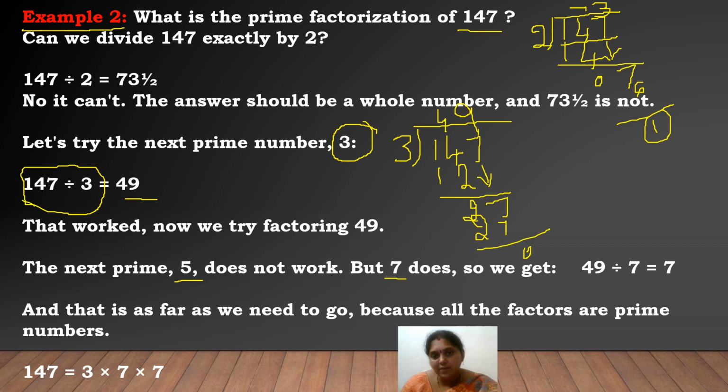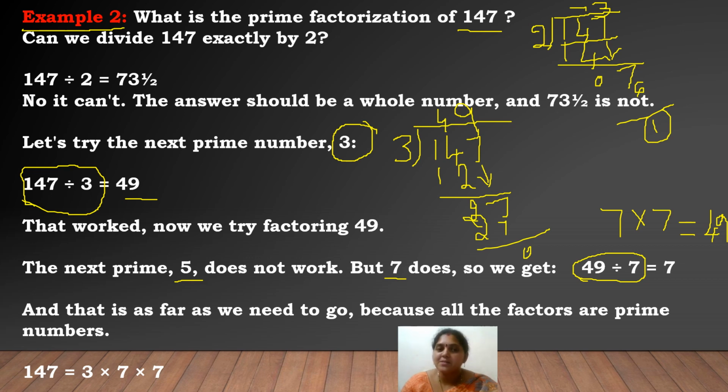So with 7 if you are checking out 49, how many times we can divide in 7 table? Yes, it is nothing but 7 into 7 is equal to 49. So 49 is divided by 7. How many times? 7 times. And that is as far as we need to go, because all the factors are prime numbers now.